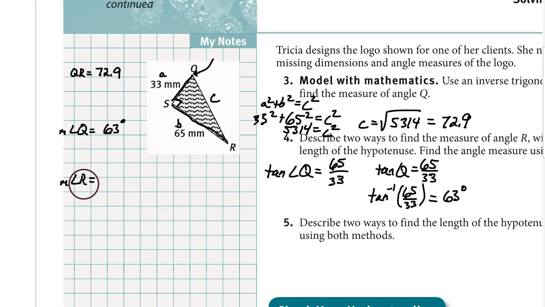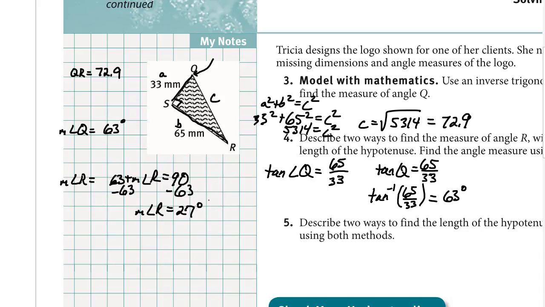The only thing left to do is figure out angle R. We could use trigonometry for that, or we can use the fact that the 2 acute angles in a right triangle are going to add up to 90. So 63 plus the measure of angle R has to equal 90. Subtract 63 from both sides, and we find out that the measure of angle R equals 27 degrees.